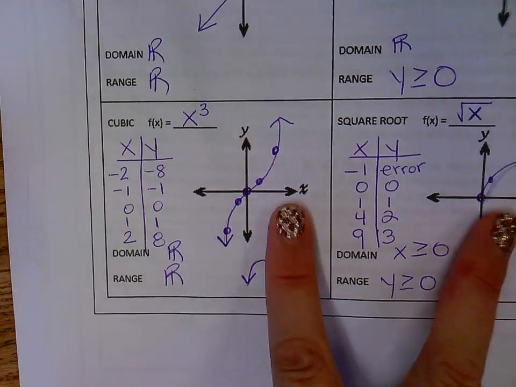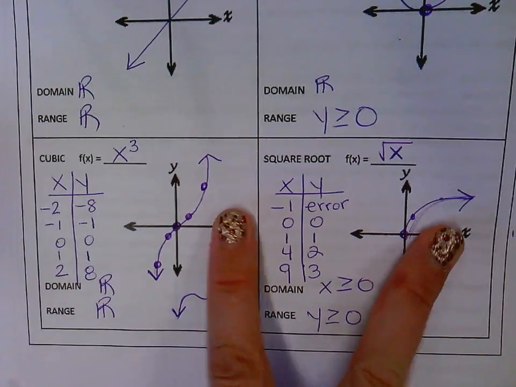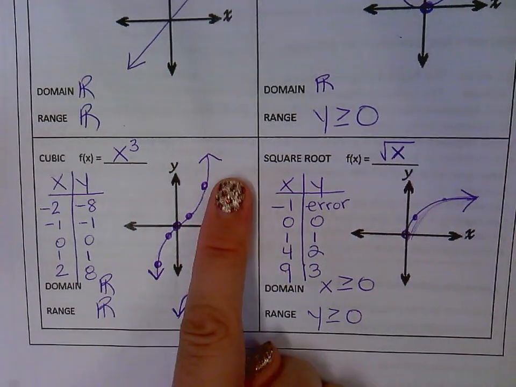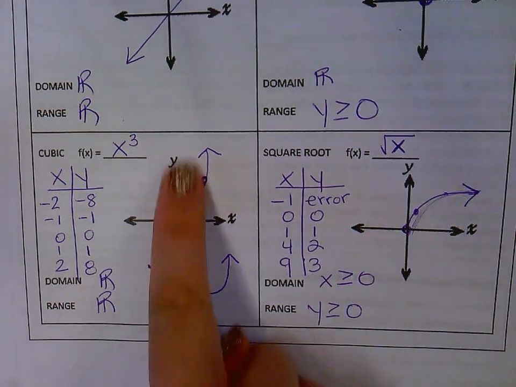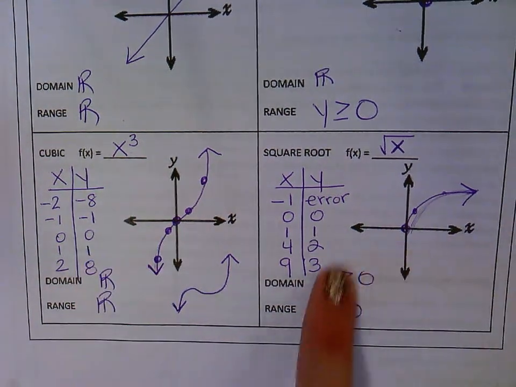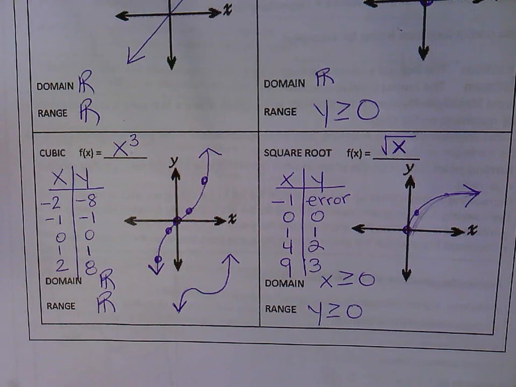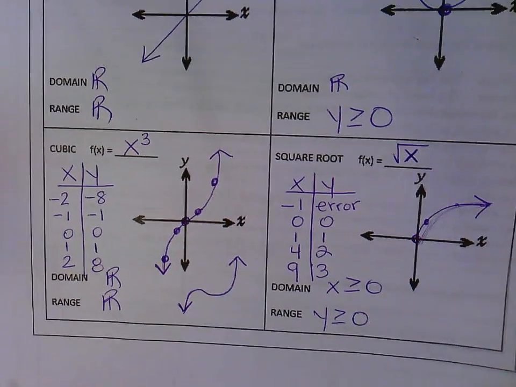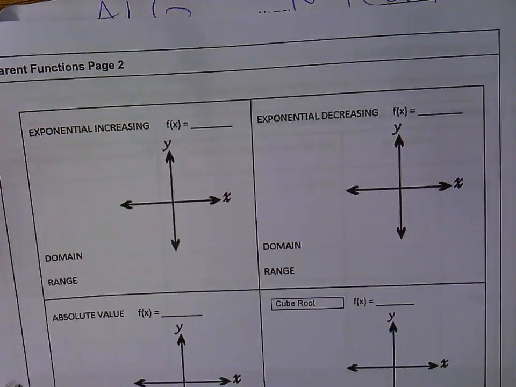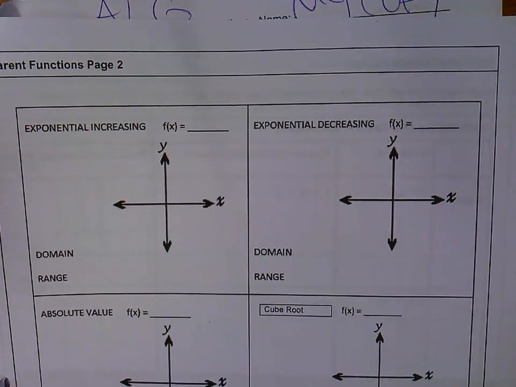I just want you to be able to spot these and say, oh, that's a square root graph, or that's a cubic graph. Maybe say the domain and range of the function. These points are going to become more important in pre-calculus. So if you're thinking about going on to that course, you'll learn how to graph these functions in a little bit more detail.